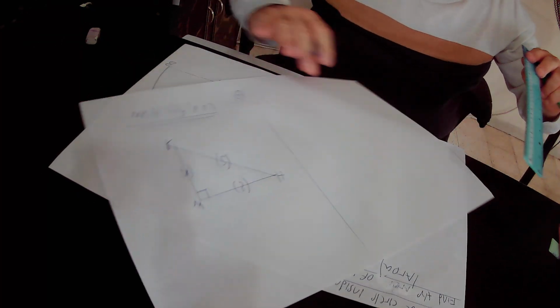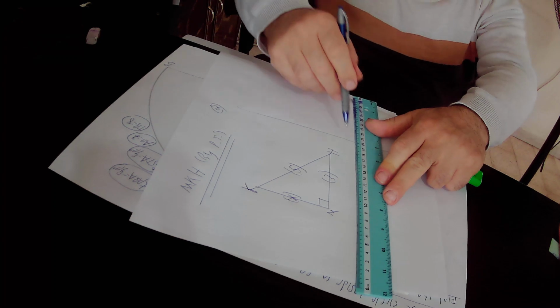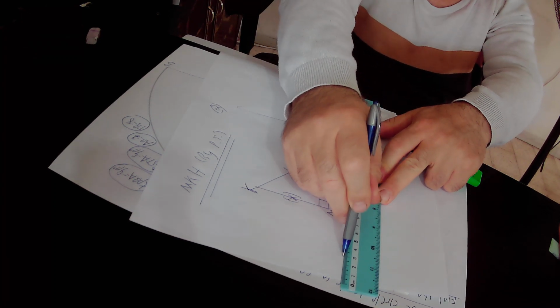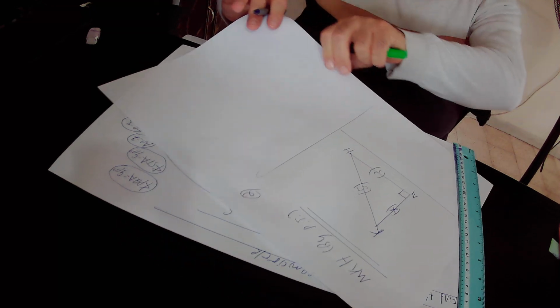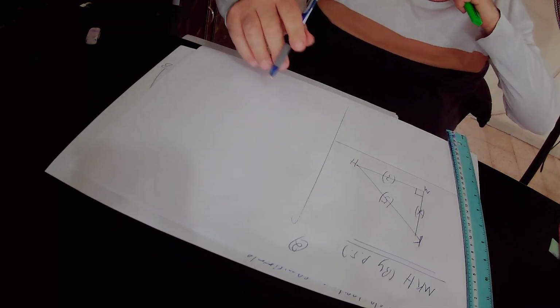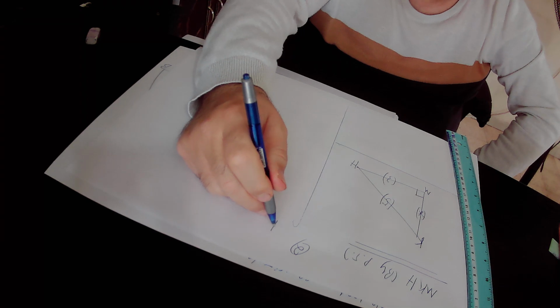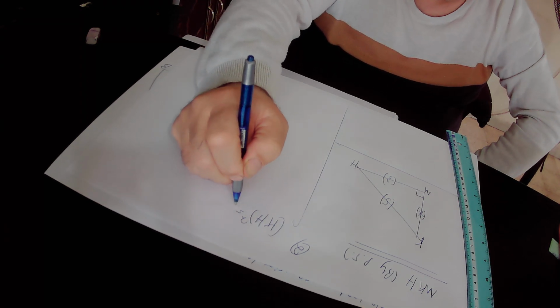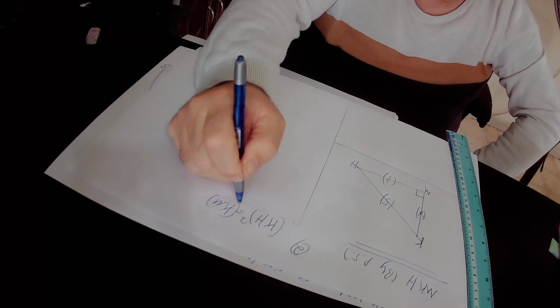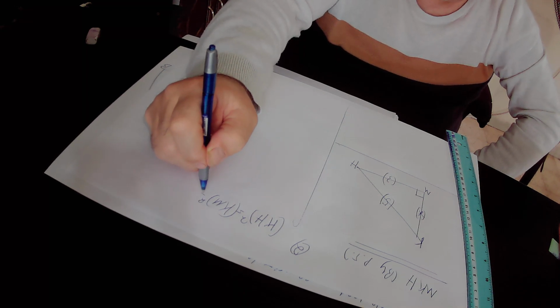So I write it down. According to the Pythagorean theorem, in this right triangle KMH, KH square, that is the square of the hypotenuse, must be equal to KM square plus MH square.